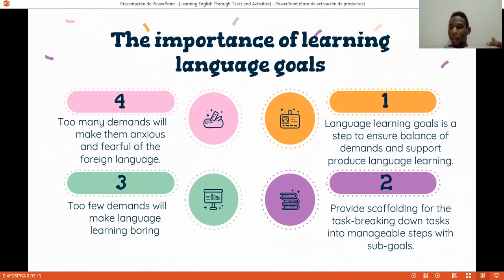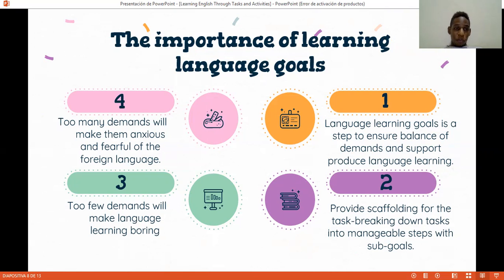So in that way, we do not have to be making our activities really easy. We have to try to find a balance between what we are trying to teach and what they already know. So we can present an activity in which they can develop in an effective way.